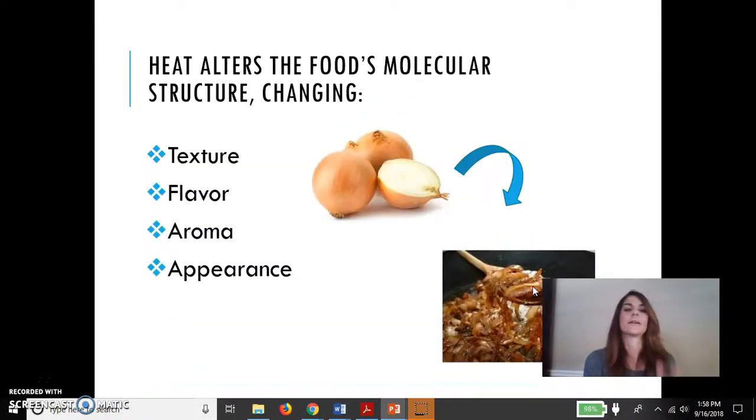Okay, let's go back a little bit. Heat alters food's molecular structure. And what do we change? We change texture, flavor, aroma, and appearance.